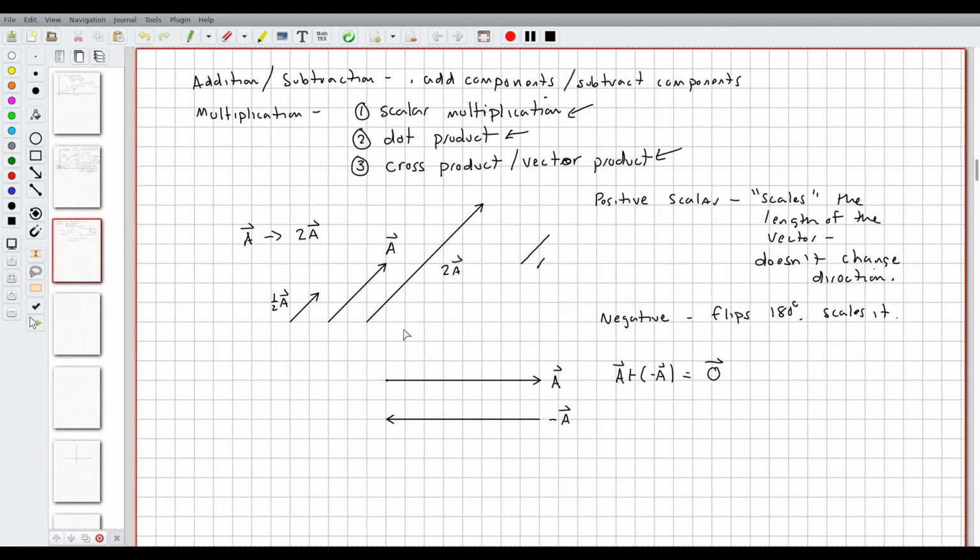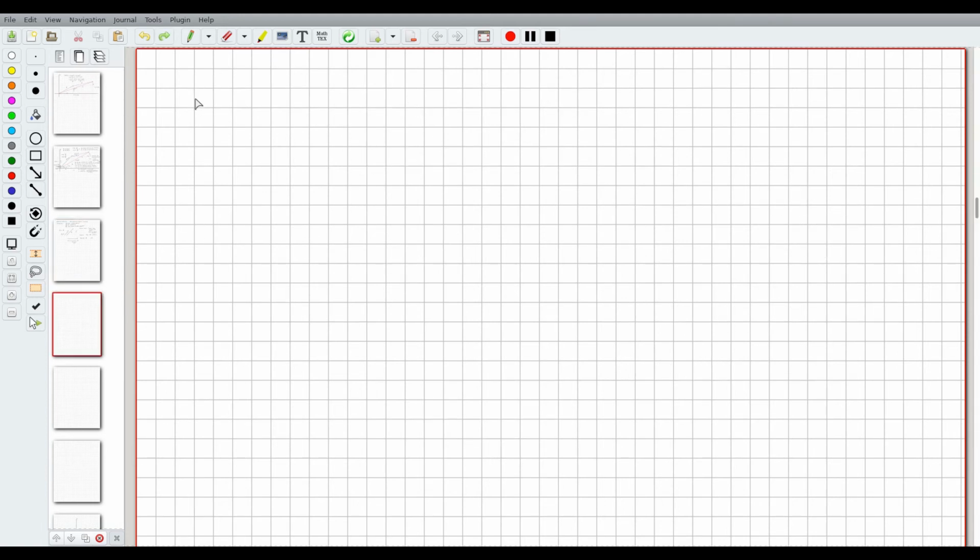Now, just as an example, if you wrote minus 1/2 A, just so we're clear, that would be the same thing as A flipped 180 degrees and cut in half. That's scalar multiplication. So, let's talk about the dot product. Okay, so the next thing I want to talk about is the dot product.